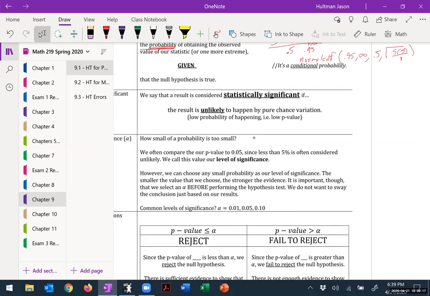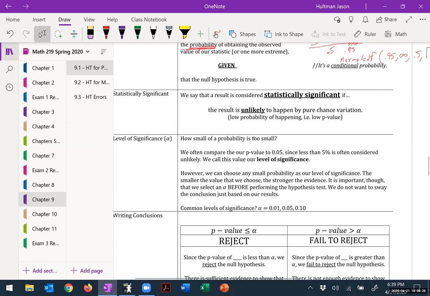I'm not going to calculate it out. It's just an example. Is this going to be statistically significant or not? We say that the result is considered statistically significant if the result is unlikely to happen by pure chance, or has a low probability of happening, a low p-value.